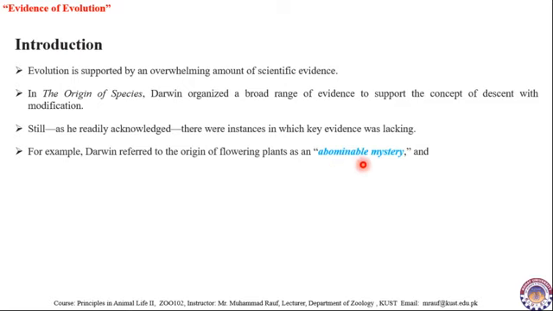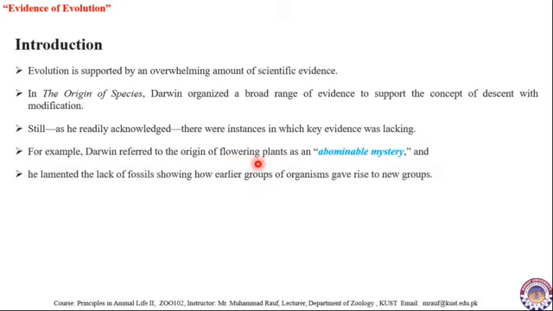This was another manuscript which Darwin wrote in 1879, exactly 20 years after the publishing of the earlier manuscript. In that manuscript, he mentioned the flowering plants, whose evolutionary history he was unable to trace because of the absence of a fossil record. He lamented the lack of fossils showing how earlier groups of organisms gave rise to new groups.